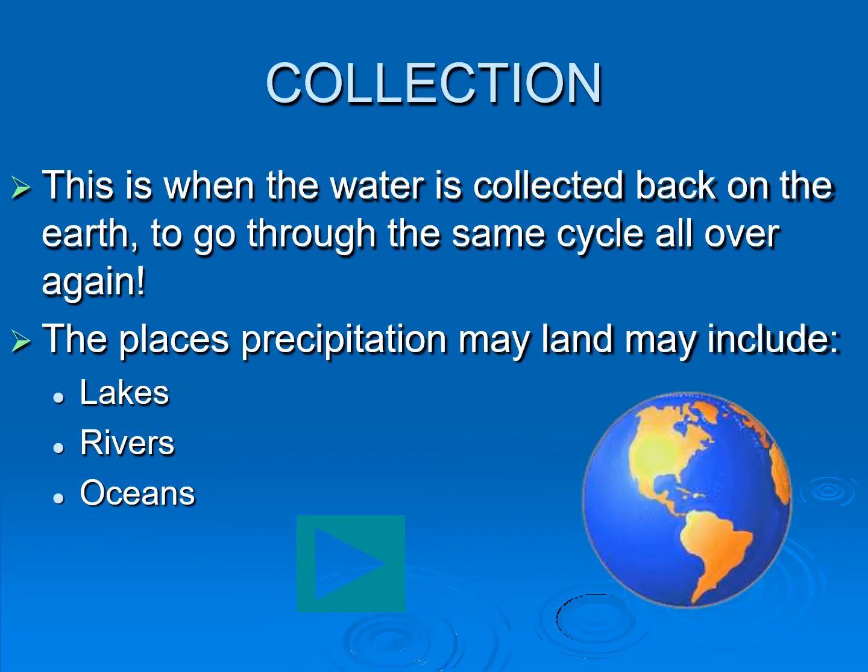And the last is collection. What is collection? This is when the water is collected back on the earth, and then the same cycle continues all over again. And the places of precipitation on the land may include the lakes, the rivers and the oceans.